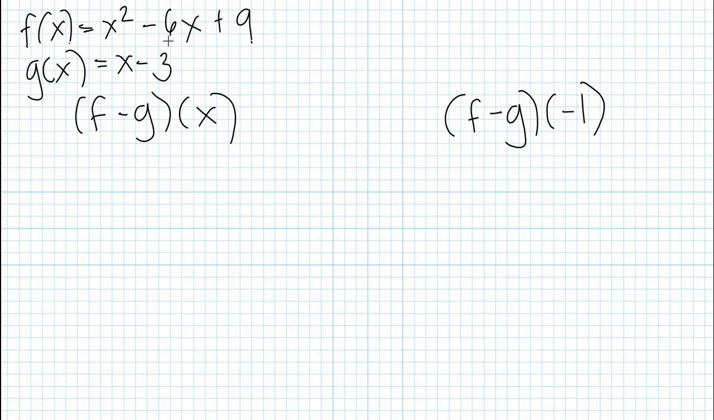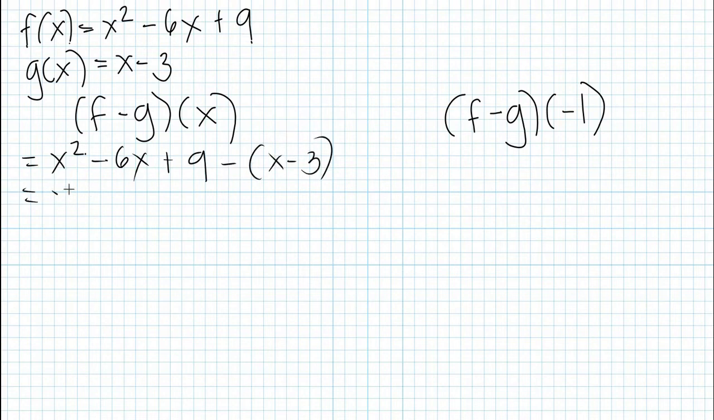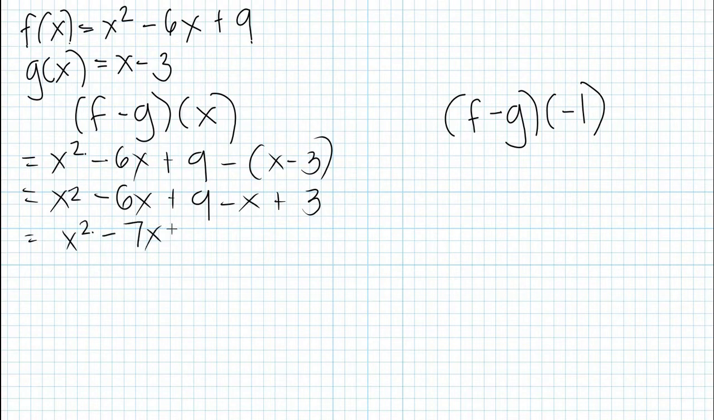Now let's try subtraction. So that's f minus g of x. What we have to do is subtract g of x from f of x. So that's x squared minus 6x plus 9 minus the quantity x minus 3. So that will be x squared minus 6x plus 9, and then we distribute the negative sign, so that becomes negative x plus 3. Now we combine the similar terms, and that will be x squared minus 7x plus 12.